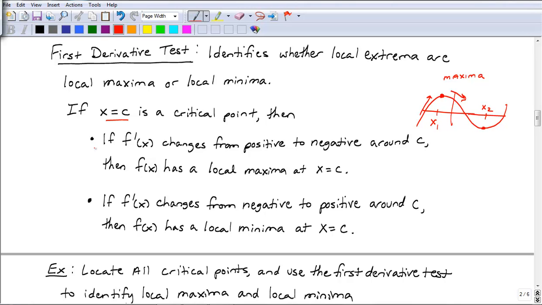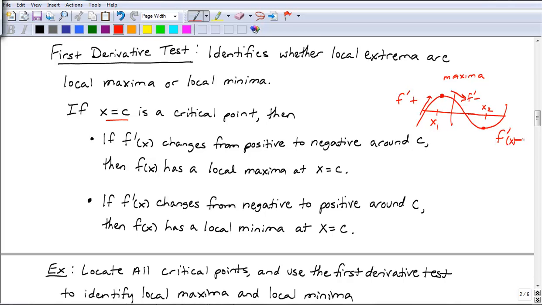And this is what the first part says. Over here the derivative is positive, over here the derivative is negative. If it changes from positive to negative, if it goes from increasing to decreasing, you reach the top of a hill. You walked up the hill and now you're sliding back down it. That's what the first one says. So it has to be a local maxima if the derivative goes from positive to negative around a critical point. If it changes from negative to positive, you're at a local minima.